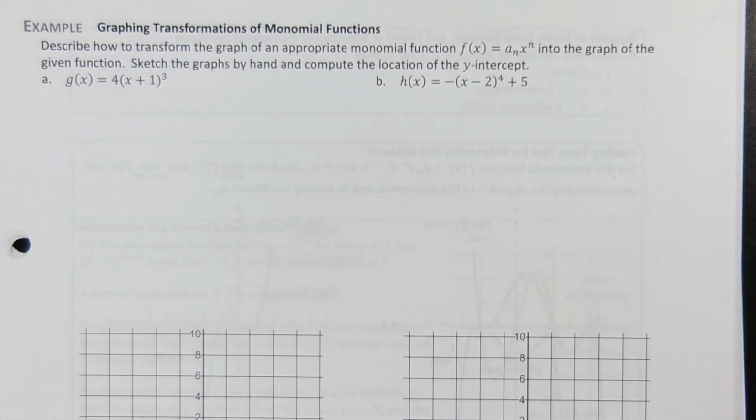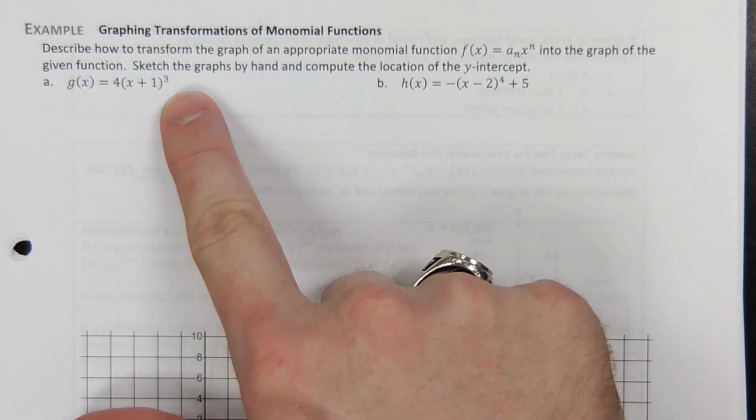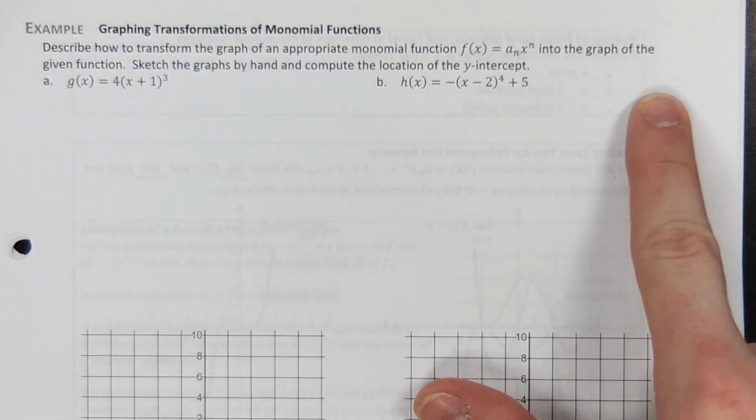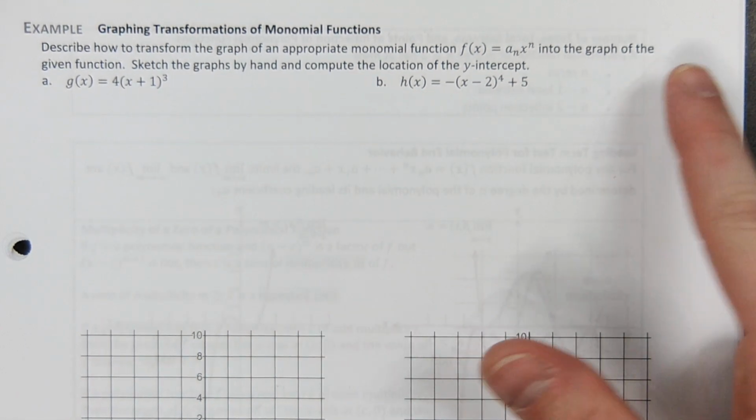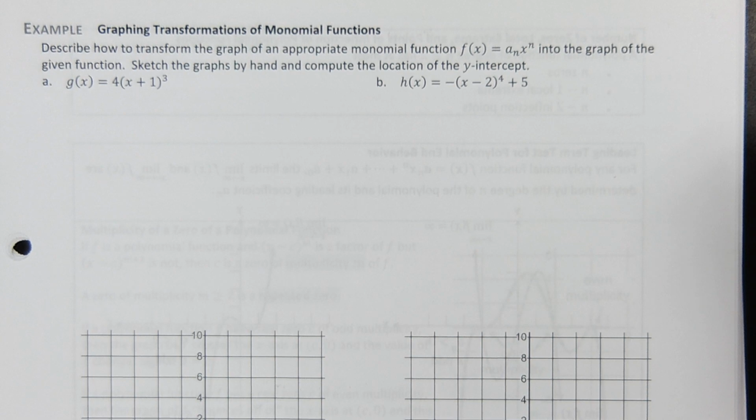So this lesson starts exactly the same way the last lesson did. I think we were transforming quadratics, the parent function x squared. This one we're going to transform the parent cubic, and this one we're going to transform the parent fourth degree polynomial. But the good news about transformations is that it's not different. Transformations work the same on everything. That's why we like them.